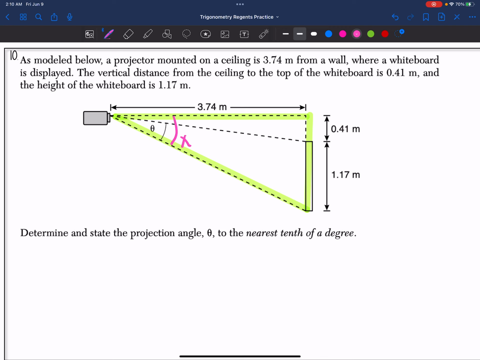If I'm able to find out theta, which is x, and then I take a look at this triangle that I'm highlighting in orange, and I'm able to find this angle, let's call it y, what I can do is angle x minus angle y would be the theta that I actually care about. So let's start with our green and then work with our orange.